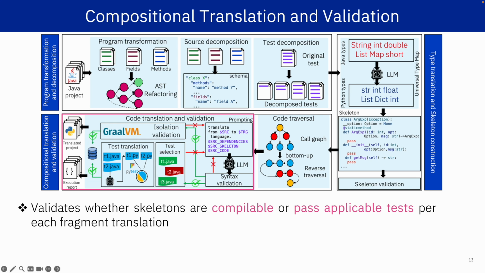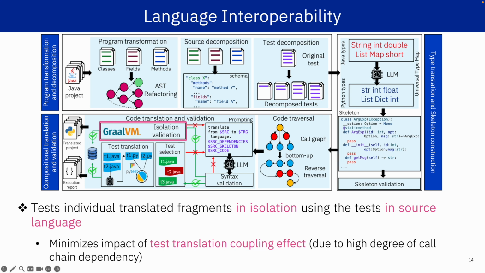Once we take the translation, we check that it's syntactically correct, compilable, and it passes all of our translated tests on that specific fragment. In order to address the test translation coupling effect, which is the problem where a test is not passing, not because the fragment we are focusing on is incorrect, but because some other fragment in the call chain is incorrect, we use GraalVM for our in-isolation validation technique.